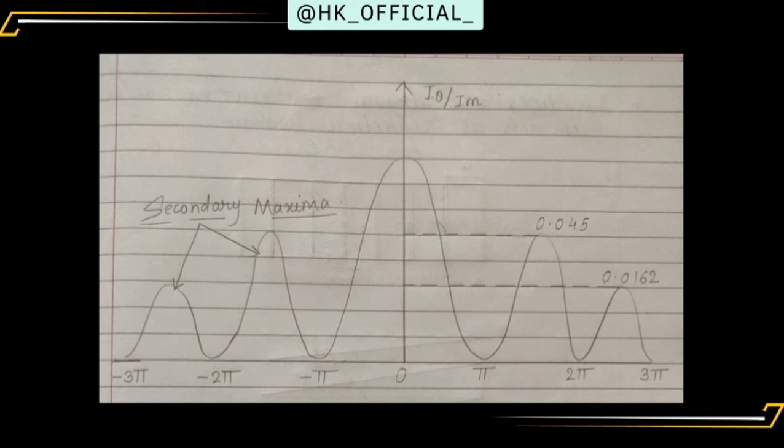So take it for m equal to 1, m equal to 2, and if you want you can take for m equal to 3 also, and just make the graph and mark the values. So here your graph and your derivation ends. So that is all about intensity due to single slit.